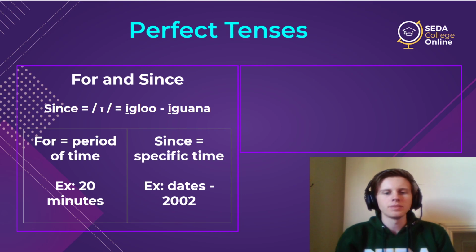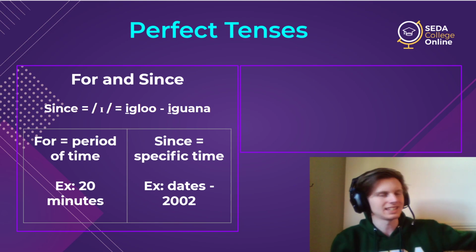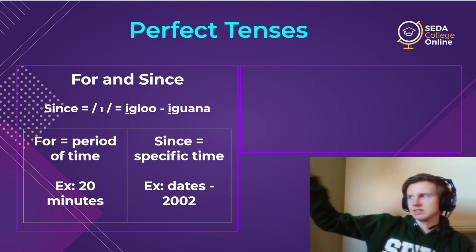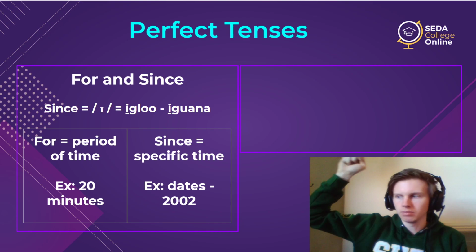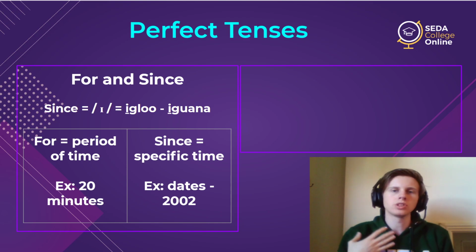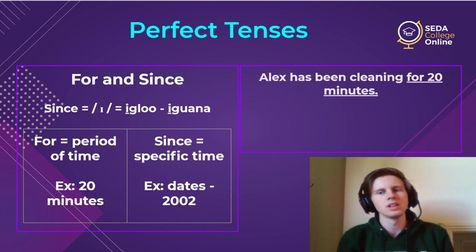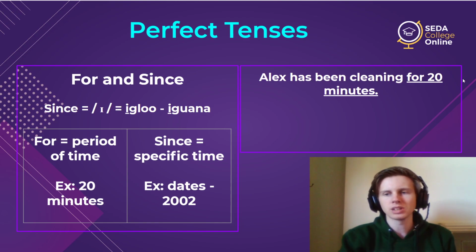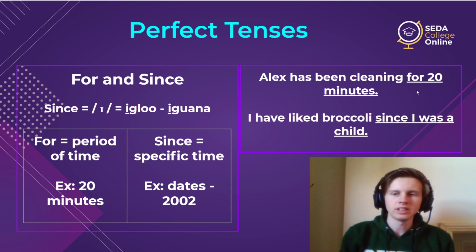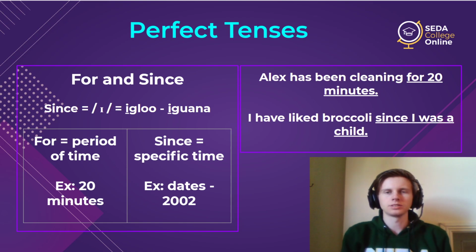Whereas since is for dates. So you're looking back at a specific point in time, and I'm reaching back and saying from that point. So that's since, usually for dates, years, months. That's what we're talking about for since. So Alex has been cleaning for 20 minutes. Here I'm looking at that period of time, 20 minutes, so I use for. Or I have liked broccoli since I was a child.